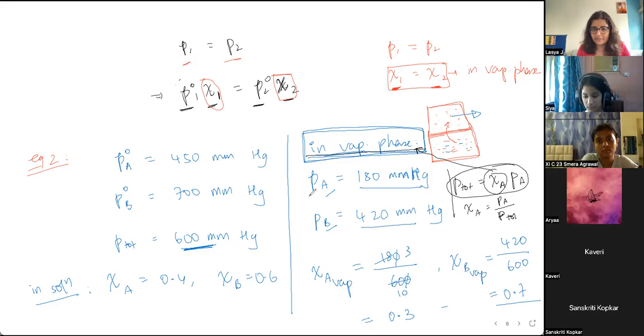Think of it, we have two gases A and B. We know both of their individual partial pressures, and the total pressure will come by adding them. So how do you figure out the mole fraction from this information?